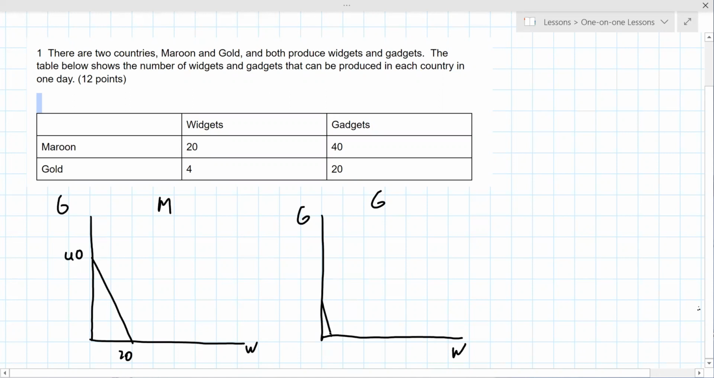So now we just answer the questions, and it's probably easier for me to do those in the document. Which country has the absolute advantage in producing widgets? So it's just whoever has more widgets. If it's okay with you, I'm going to type some things in here because it's easier. Maroon makes 20 versus 4. That's why 20 is greater than 4.